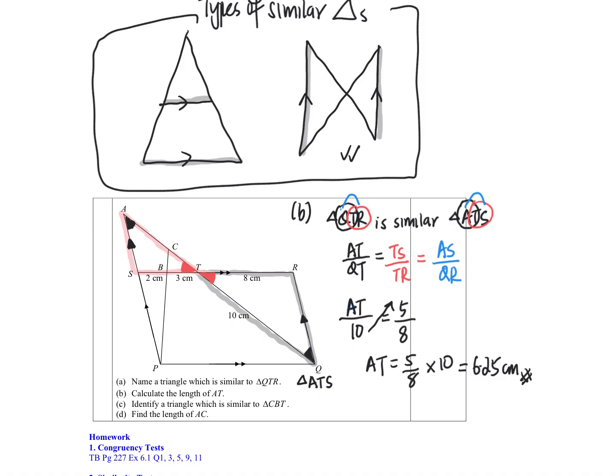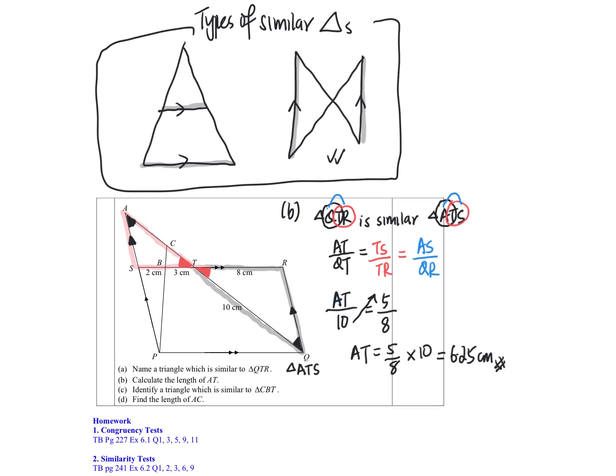Okay, so this one is part B. Next, they say, can you identify a triangle that is similar to this CBT? Remember, you only have two types. If you cannot find a ribbon with a parallel line, you must find the stacked triangle. Can you see this one? And there's a pair of parallel lines.